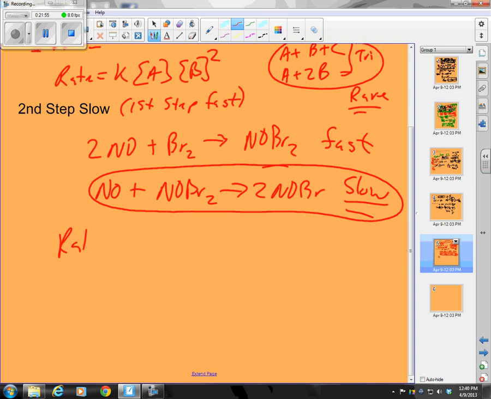All right, now we're going to base our rate on this. I'm going to say the rate is equal to K, concentration of NO times concentration of NOBr2. Oh, let me show you. I really need to tell you what the overall reaction is. The overall reaction is 2NO plus Br2. Oops. Here we go, Br2. Sorry about that.